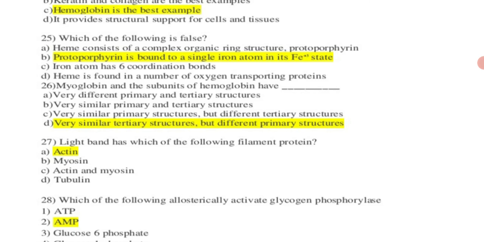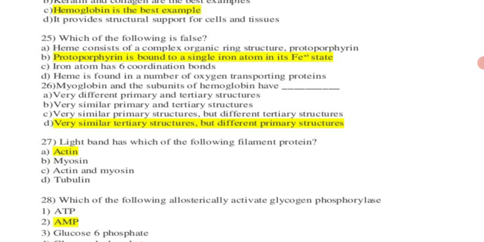Myoglobin is a dark red protein composed of a globin and a molecule of heme. Its normal function is to supply O2 to skeletal and cardiac muscle, whereas hemoglobin is a heterotetrameric oxygen transport protein found in RBCs, whereas myoglobin is a monomeric protein. So these are different in their primary structure, and myoglobin is found in muscle tissue where it serves as an intracellular storage site for oxygen. So the answer for question number 26 is option D. Myoglobin and hemoglobin are similar in their tertiary structure but different in their primary structure. Question number 27.